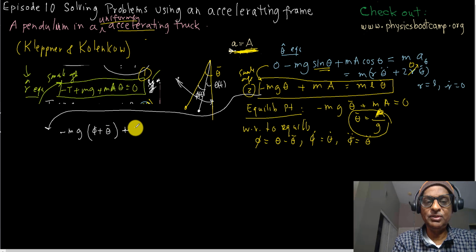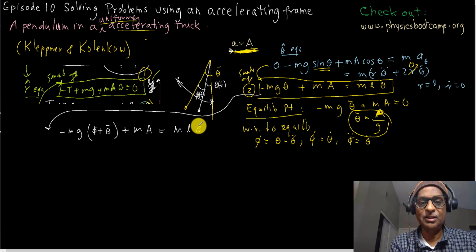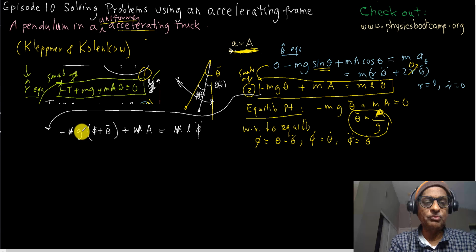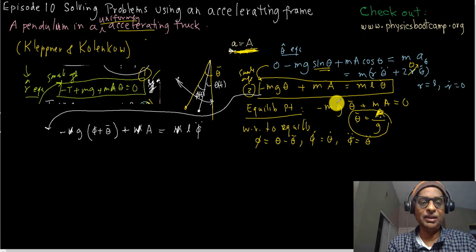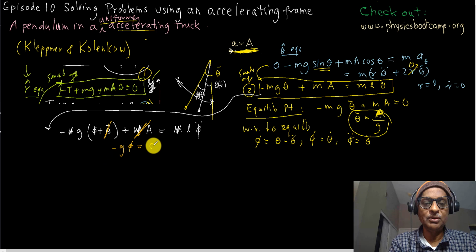I really don't need to do this much simplification, but I just wanted to make sure you can see it. You can see all the m's go away, and g theta bar is going to be a. G theta bar is a, so this term cancels out with that. So we have a minus g over L phi equals phi double dot.